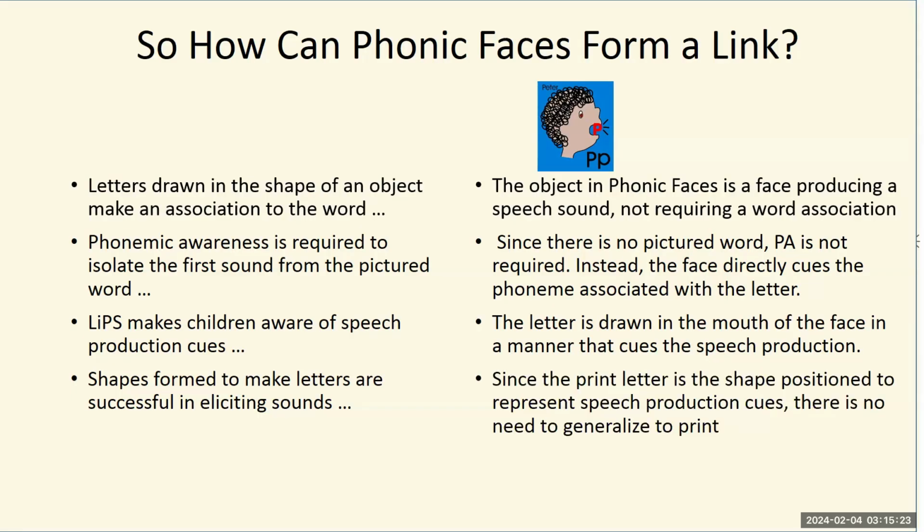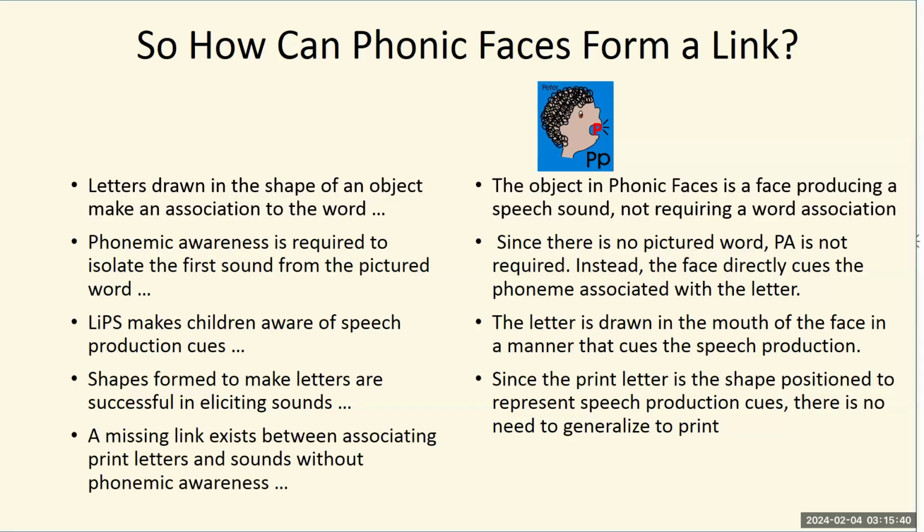Since the printed letter of the shape in the phonic face is positioned to represent speech production cues, there is no need to generalize to print. You just imitate the sound that the face is making, and you're also making the face and the sound. A missing link exists between associating print letters and sounds without phonemic awareness, so phonic faces may be that link.